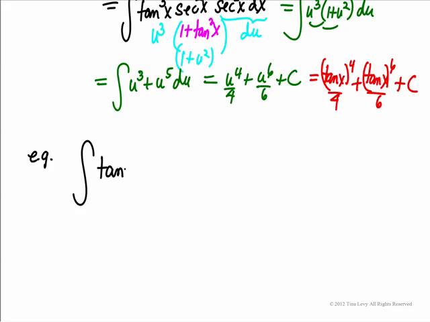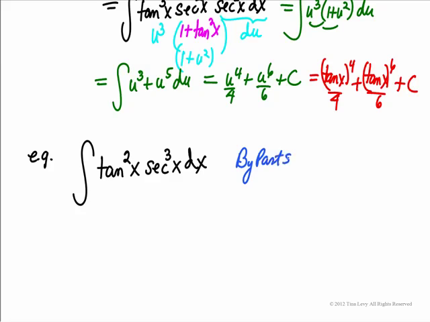The example I'd like us to do would be the integral of tangent squared x secant cubed x dx. This one I can't let u be tangent because when I take out a secant squared I only have one secant. I can't replace it easily. If I take out tangent secant as du, I have only one tangent. So this is going to involve integration by parts.